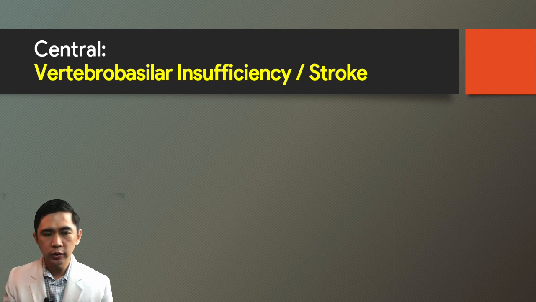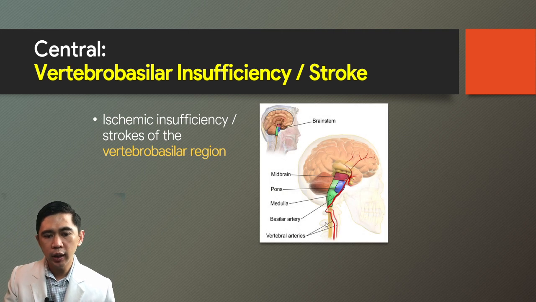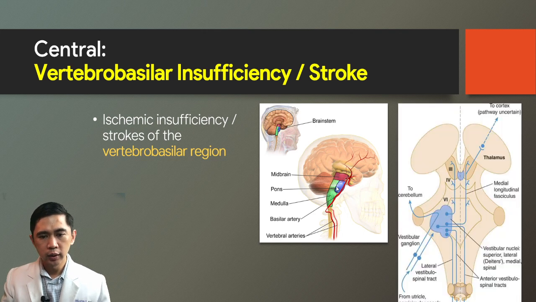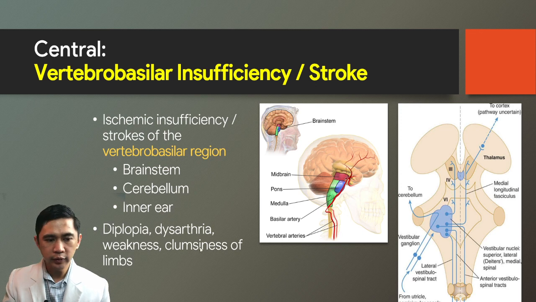A central cause of vertigo is usually vertebrobasilar insufficiency or a stroke. Vertigo here is due to insufficiency or strokes in the vertebrobasilar region. These are the vertebral arteries, and they join into the basilar artery. This is what we call the posterior circulation, and it supplies the midbrain, pons, medulla, and also the ears. If we recall the brainstem earlier, it is supplied by the vertebrobasilar arteries, and stroke or insufficiency will produce dizziness. Aside from vertigo, you will have symptoms such as diplopia because of its connection to the eyes, dysarthria, weakness, and clumsiness of the limbs because of involvement of the brainstem.